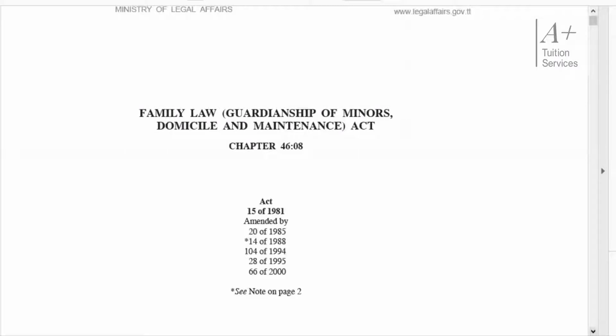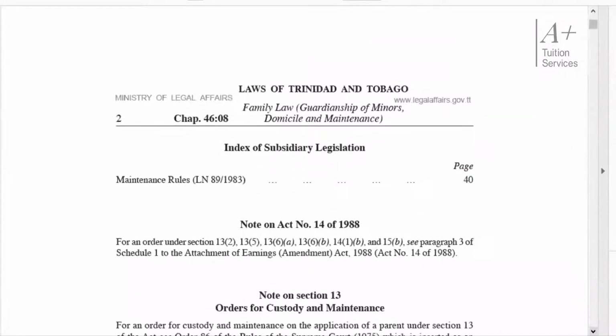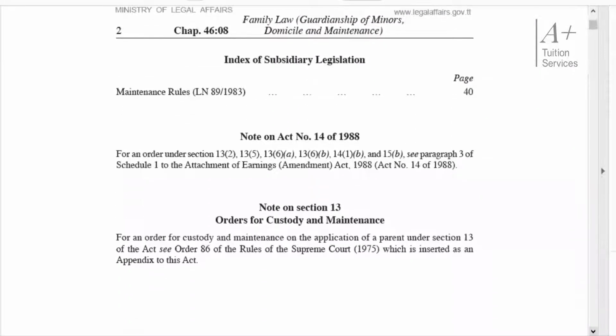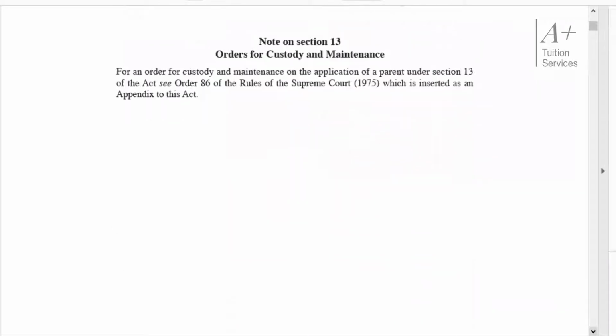So let's continue. This is the front page of the document. It says Family Law, Guardianship of Minors, Domicile and Maintenance Act. This is Act 15 of 1981, and these are the written laws of our country. Scrolling down on this document, it's 70 pages long, and it was last updated December 31st, 2009. In this, we see the basic ruling for laws. This is not important to you.